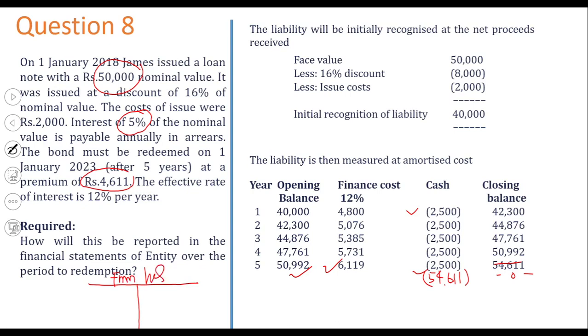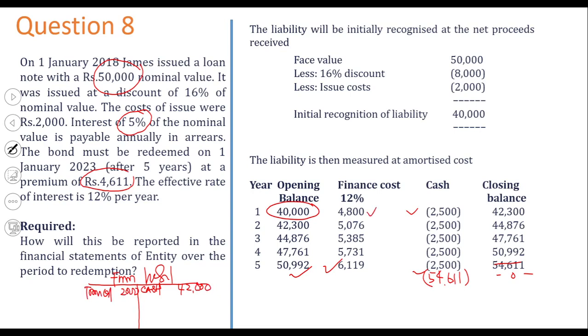Financial liability account, right? You have a financial liability account. Initially you measured it at 40,000. How do you recognize this initially? You receive cash of 42,000 and your transaction cost was 2,000. So this is how the initial measurement happens, right?